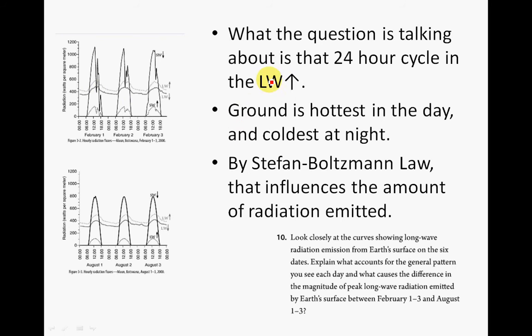It's easy to get bogged down in this question and not see that the key word here is the long-wave radiation being emitted by the Earth's surface. They're just talking about this long-wave radiation curve. They want to know why it has this diurnal cycle. If you don't know that word, diurnal means like a 24-hour cycle.